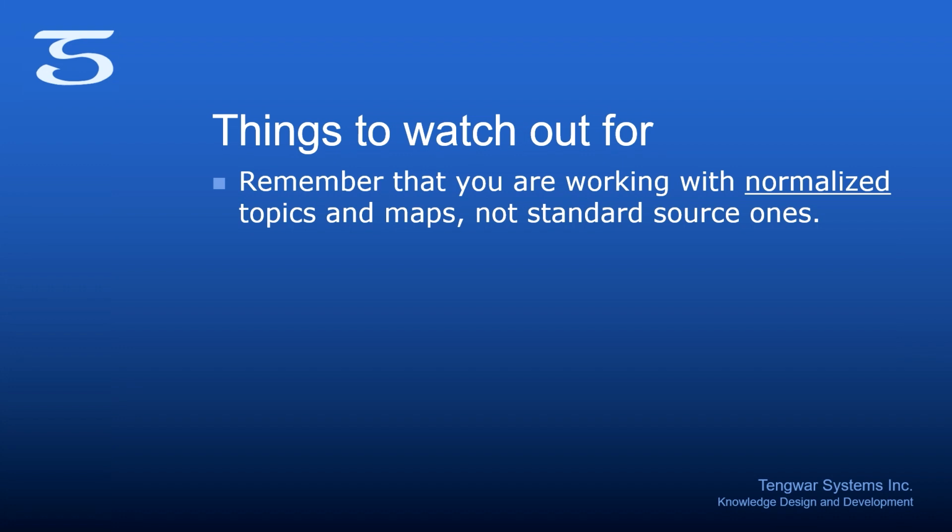I mentioned this before, but you have to remember that you're working with normalized topics and maps, not the standard source ones. The normalized ones contain resolved conrefs and keys and things like that, but they also contain the debugging attributes and ID values that may not have been in the original data source. So you have to keep a mindful awareness of those things.